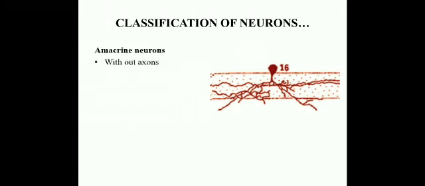The omicron neurons are without axons, having only dendrites, and they are seen in the retina of the eyeball.